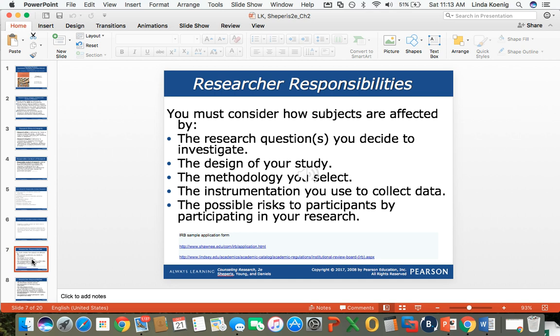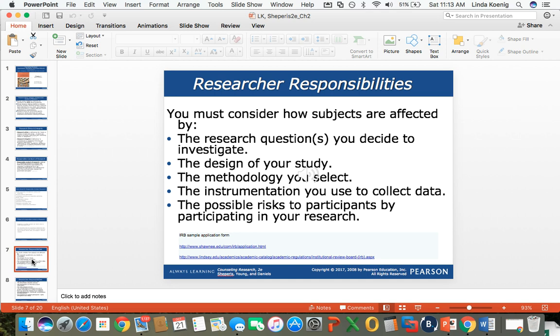So down at the bottom of this page, in really, really small print, you're going to see where it says IRB sample application form. And the first one here, the shorter link, is to the IRB application for Shawnee State. The second one, the longer link, is the IRB application for Lindsey Wilson College. So we're going to talk a little bit more about IRB later on.